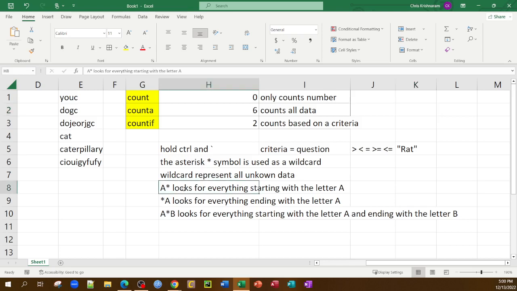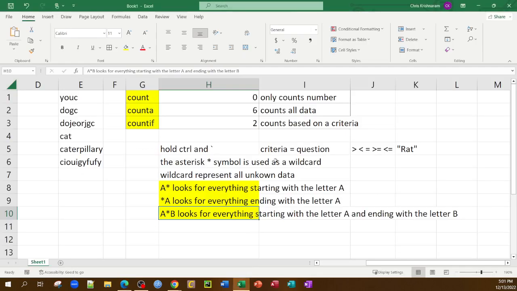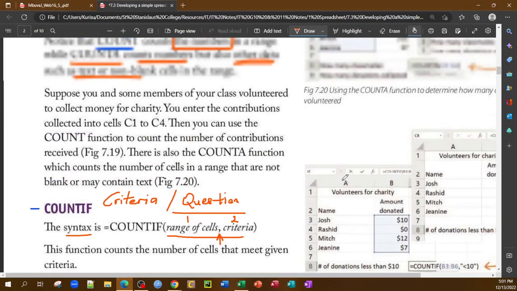And you also looked at the criteria, not the criteria, the wildcard. The wildcard is used to represent certain data, certain part of the data that we don't know exists. So A asterisk, it looks at everything starting with A. Asterisk A looks at everything ending with A. And A asterisk B looks at everything that starts with A and ends with the letter B. So that's the 3 count function there. Anybody with any questions? Alright, no questions. Let's move on.